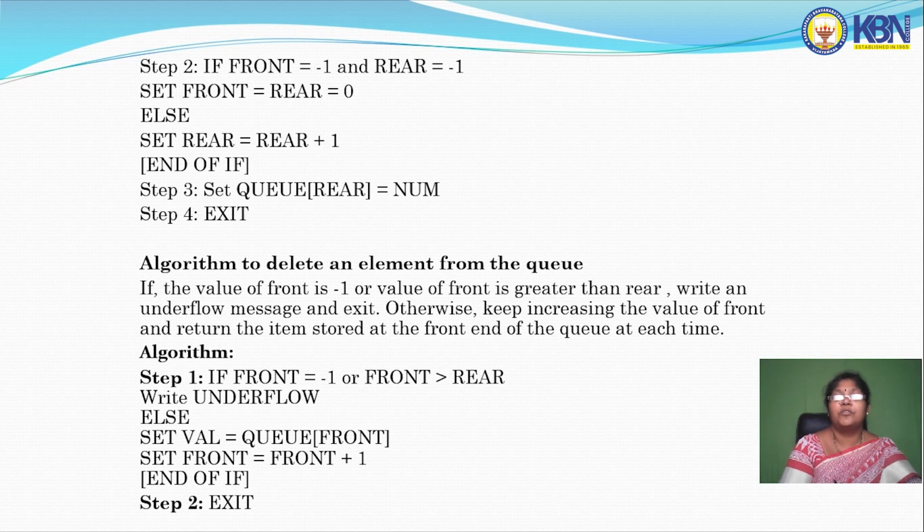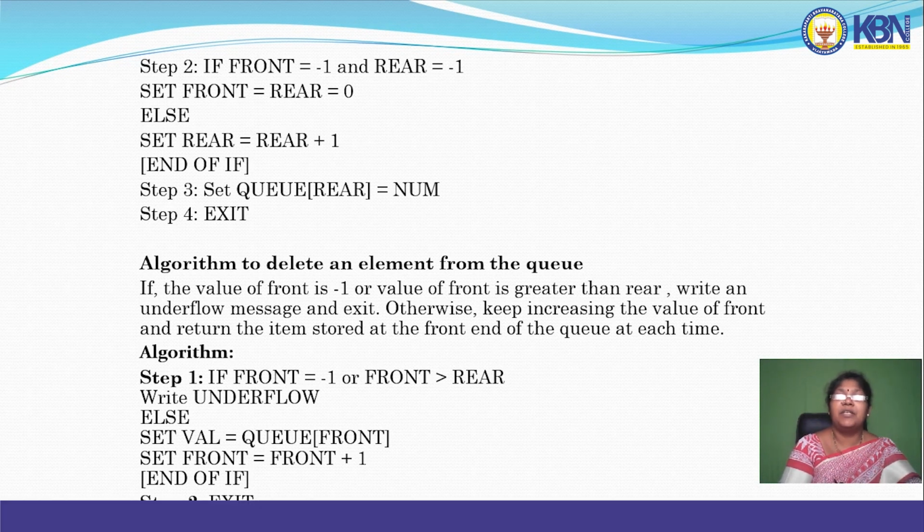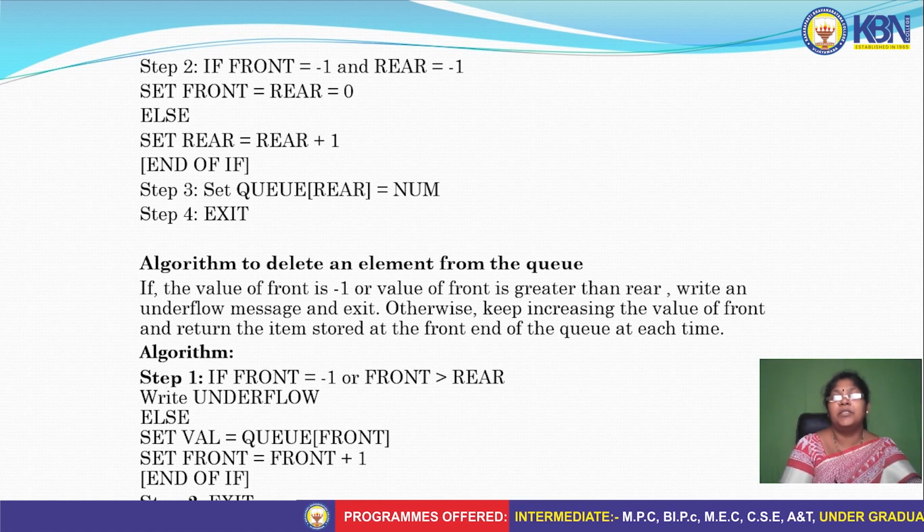Then let us go for the next one, the algorithm to delete an element from the queue. Here we are deleting an element in the queue. A queue can delete the element by using the delete operation. See the algorithm: if front equal to -1 or front greater than rear, that means front has crossed rear. Write underflow. That means no elements are there.